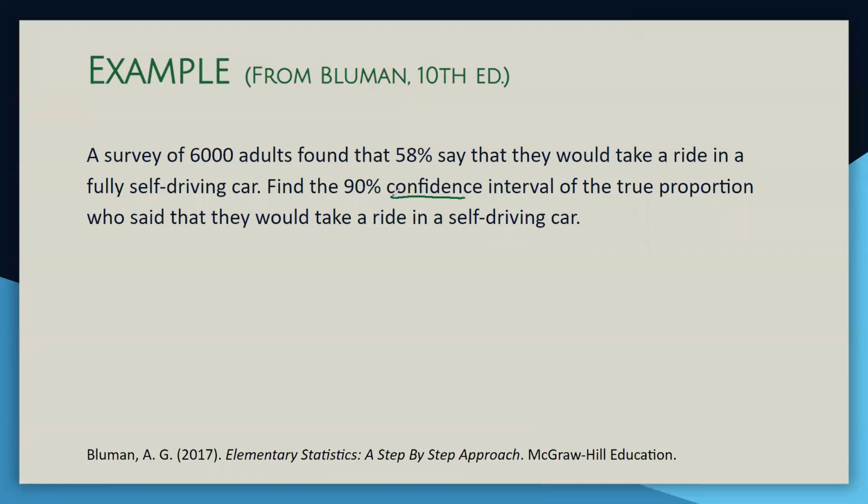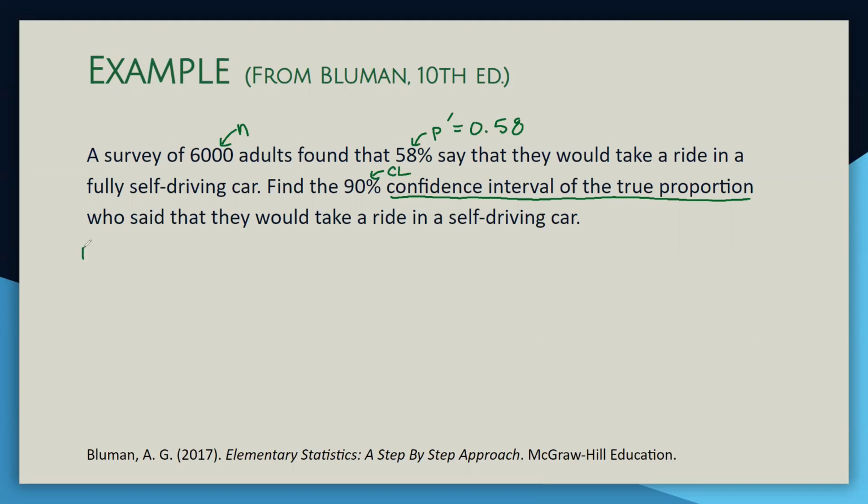So for this problem, confidence interval for a proportion. So right off the bat, we know we're doing a CI for a proportion. If we pick through the problem, survey of 6,000 adults, that's my N, found that 58% would take a ride in a self-driving car. So they're giving me my P prime and telling me that it's 0.58. And it says find the 90% confidence interval. So they've given us a CL of 90%.